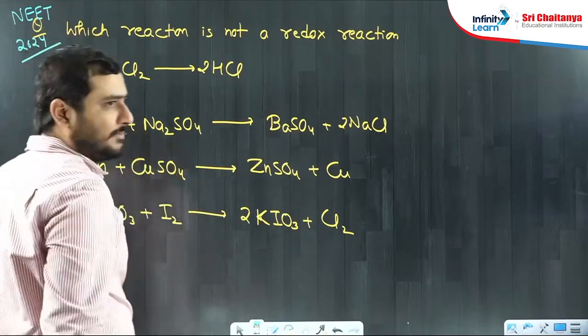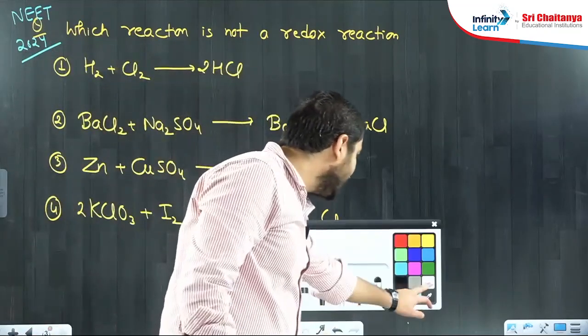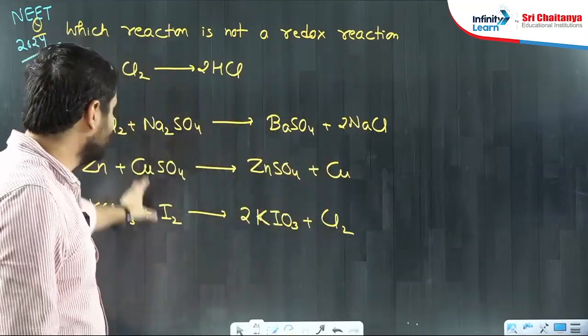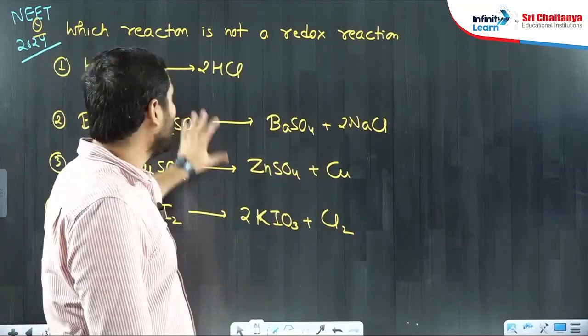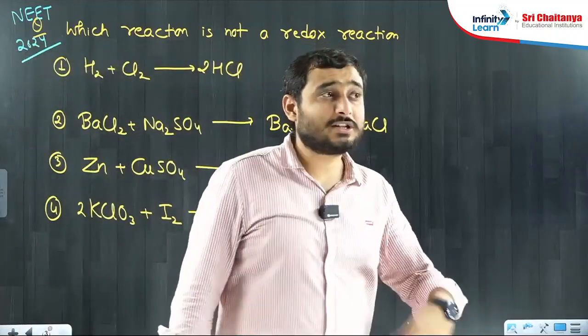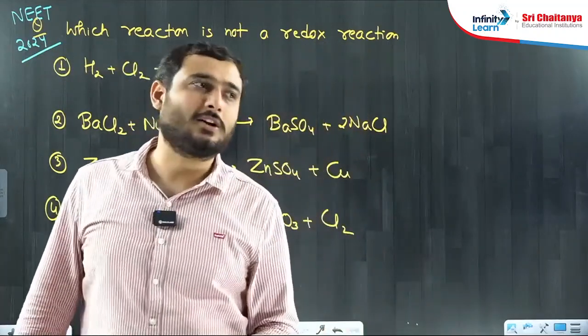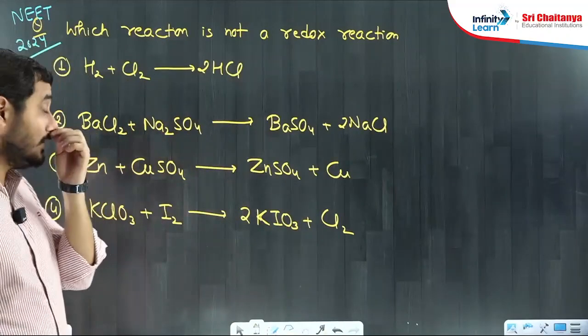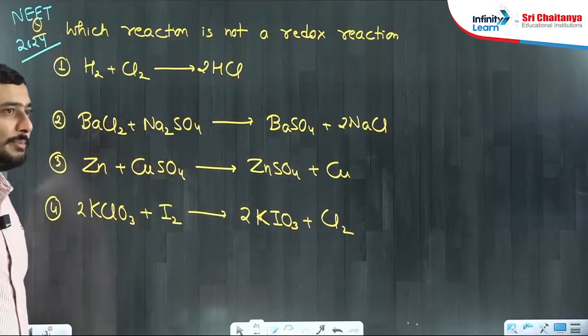It is a very easy question. How many students can solve this question? Just tell the answer: which of the following is not a redox among these. They are not asking which is redox, they are asking which is not a redox. Which option? First, second, third, fourth. The non-redox reaction is the second, so second will be the answer.